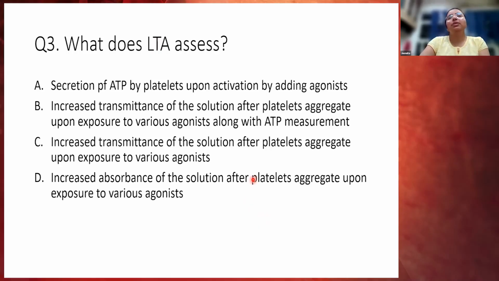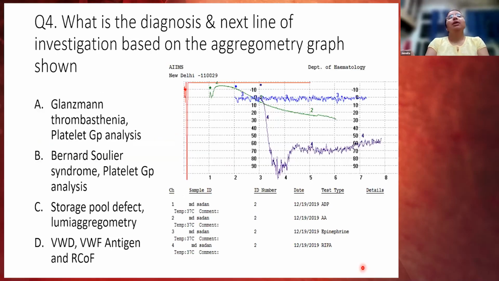So the correct answer here, as expected, is C. You're only measuring the transmittance of the solution, because when your platelets aggregate, they'll sort of settle down. So the turbid solution would become less turbid and more light will be able to pass. So that is the only thing we are measuring. We're not measuring the ATP release at all in light transmittance aggregometry. So correct answer is C.